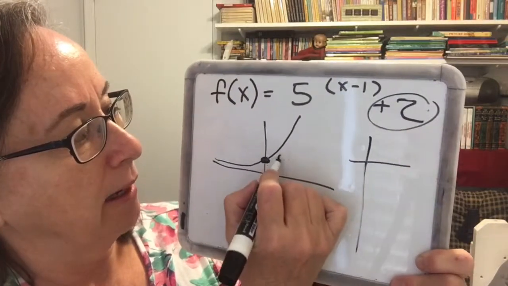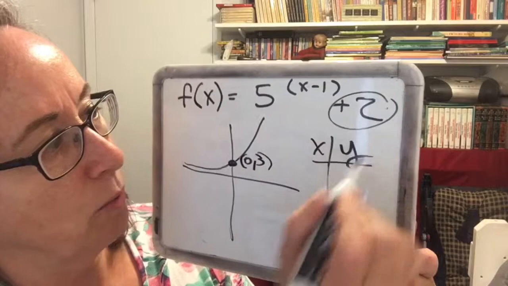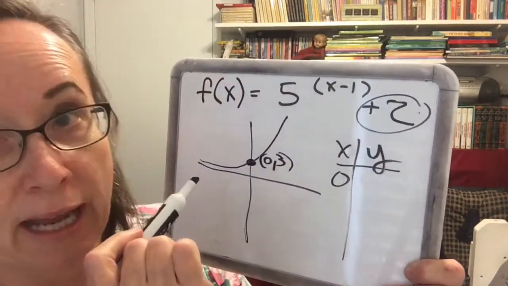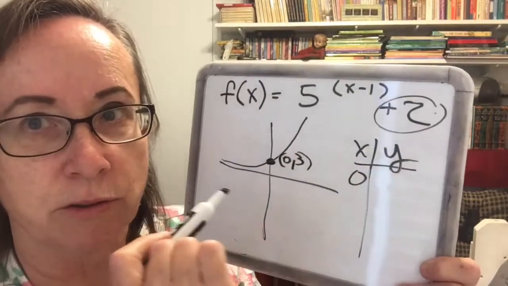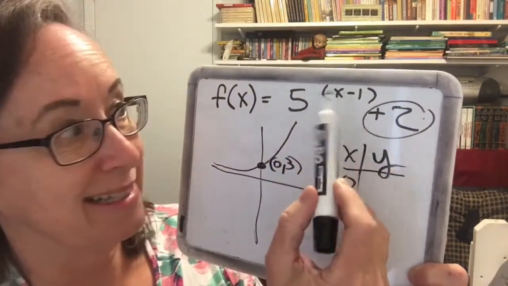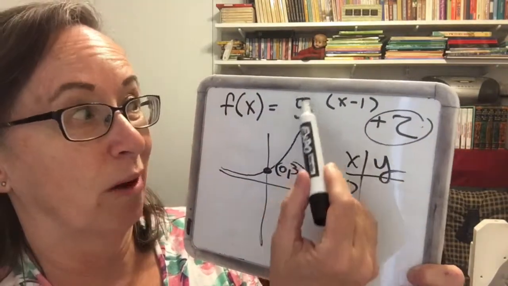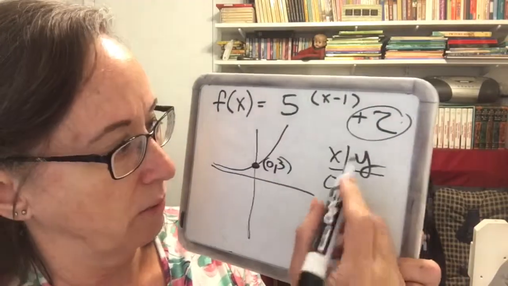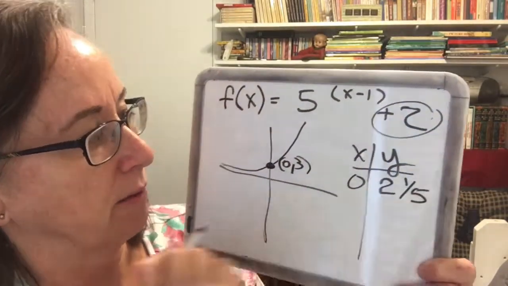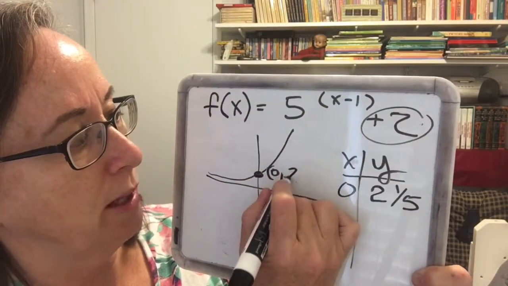So let's make our little grid here. So we have our x and our y. We plug in a 0. Now the 0, oh, it's going to have a horizontal translation, isn't it, too? So at 0, that's going to become a negative 1. So we're going to get 1/5 plus 2. So that's going to be 2 and 1/5 at 0. So it's not going to be 3. It's going to be 2 and 1/5.